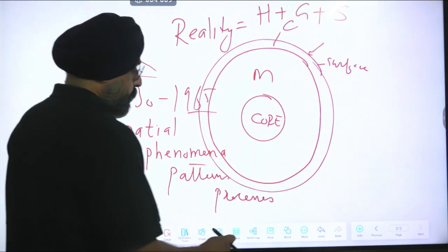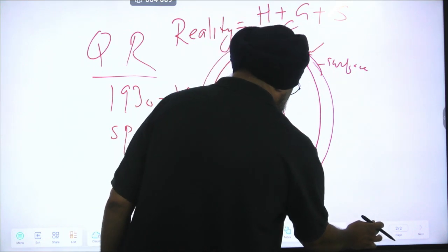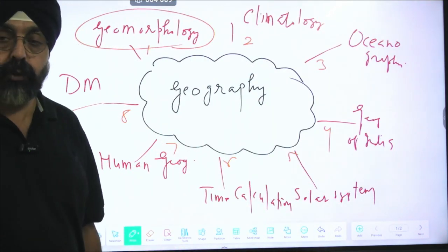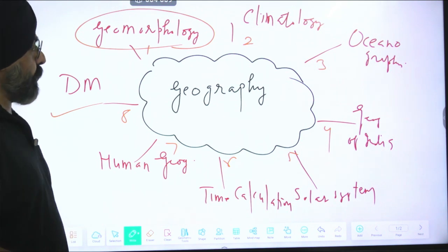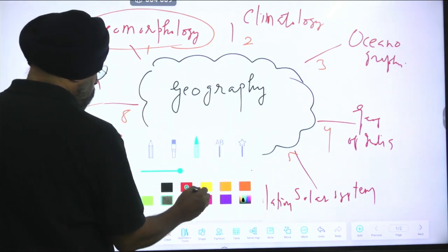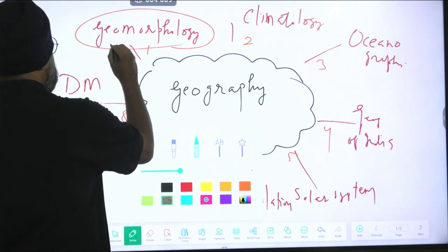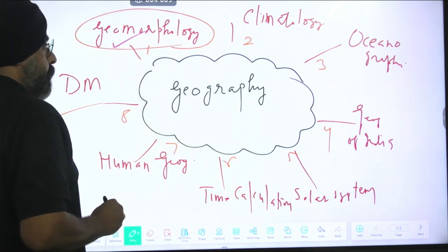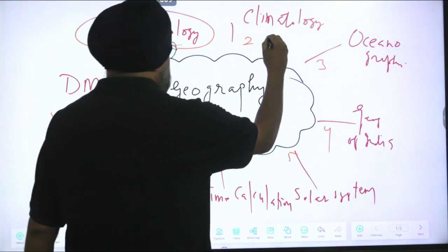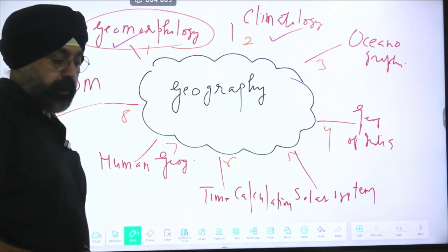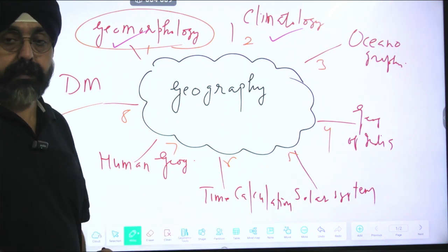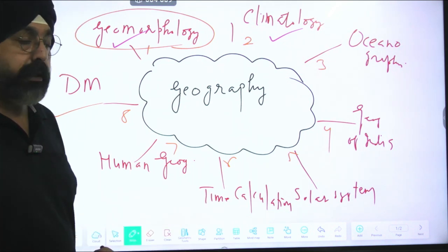Now let's understand it. How many parts of the geography that we people do? We do 8 parts. Geomorphology, the study of landforms. Climatology, the scientific study of the climates, the factors of climate, the controls of climate.